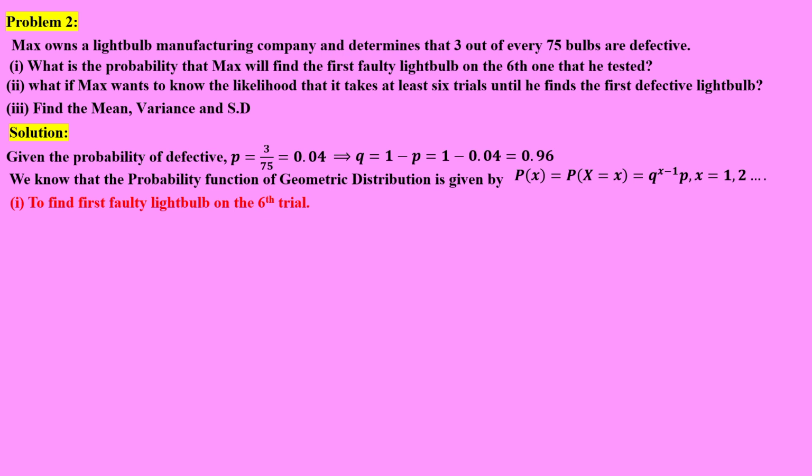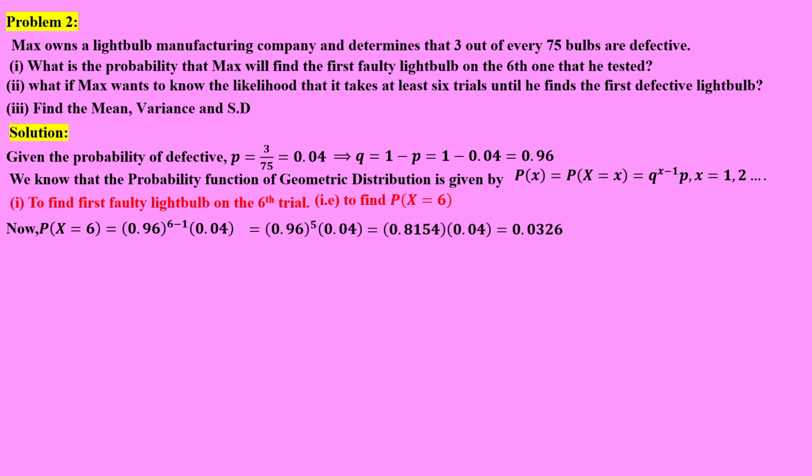So first we are going to find the first faulty bulb on the 6th trial. So probability of x is equal to 6 is equal to 0.96 power 6 minus 1, into 0.04, because we are substituting the value of q and p. So that is equal to 0.0326.